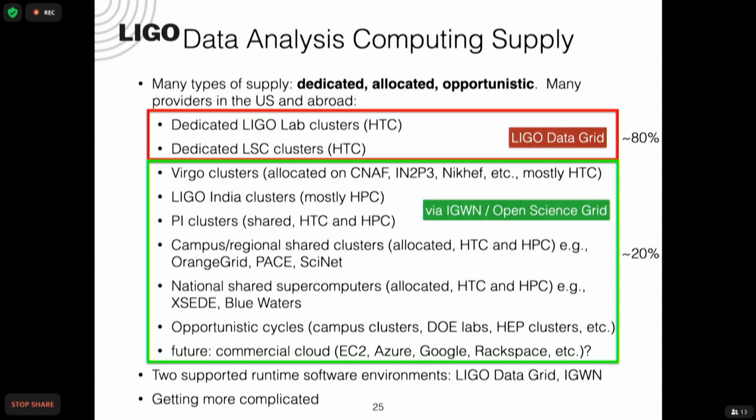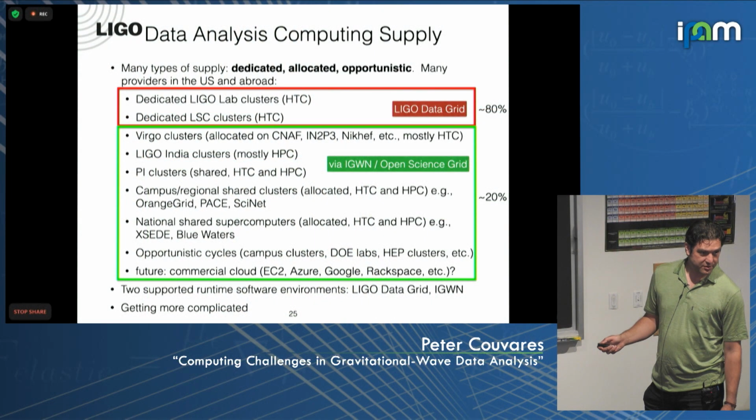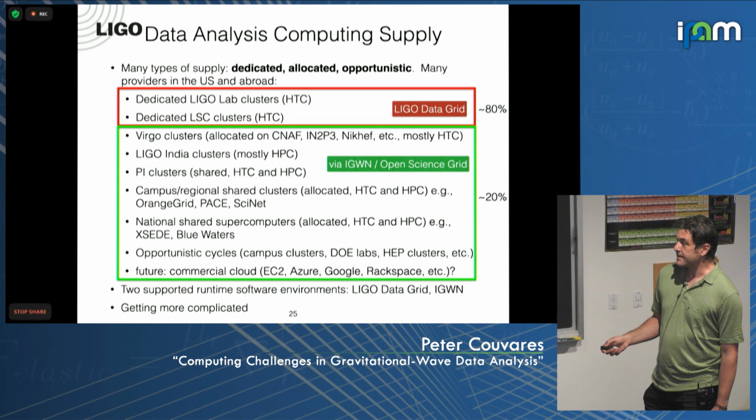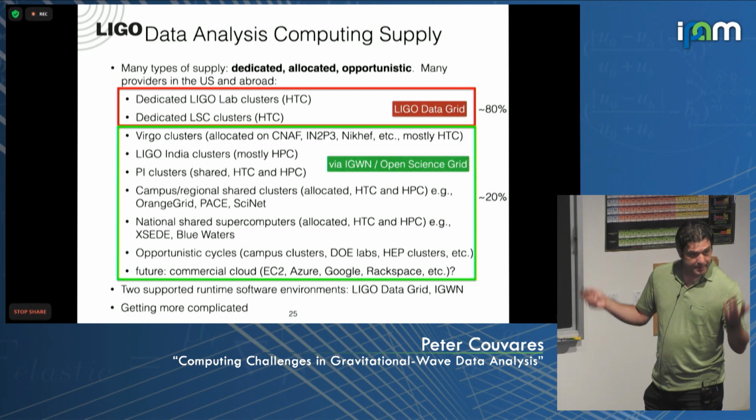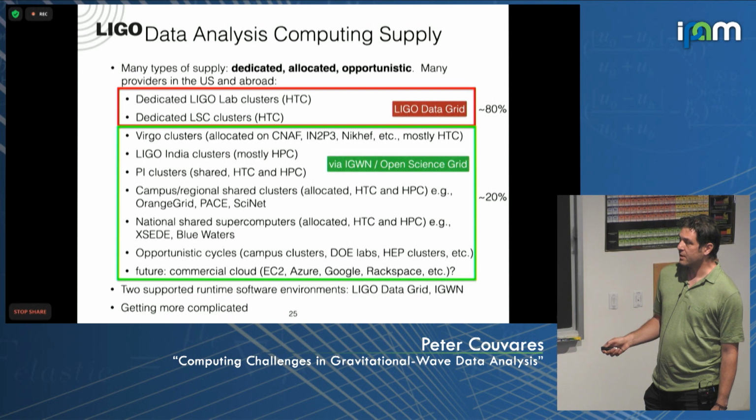Our dedicated LIGO lab and LSC clusters still constitute about 80% of our supply. But that's down from 100% just a few years ago, or close to 100%. In this other 20% are the Virgo clusters and allocations, clusters at LIGO India. Sometimes PIs of individual LIGO groups, as part of their startup, get a big cluster. Those are not insignificant.